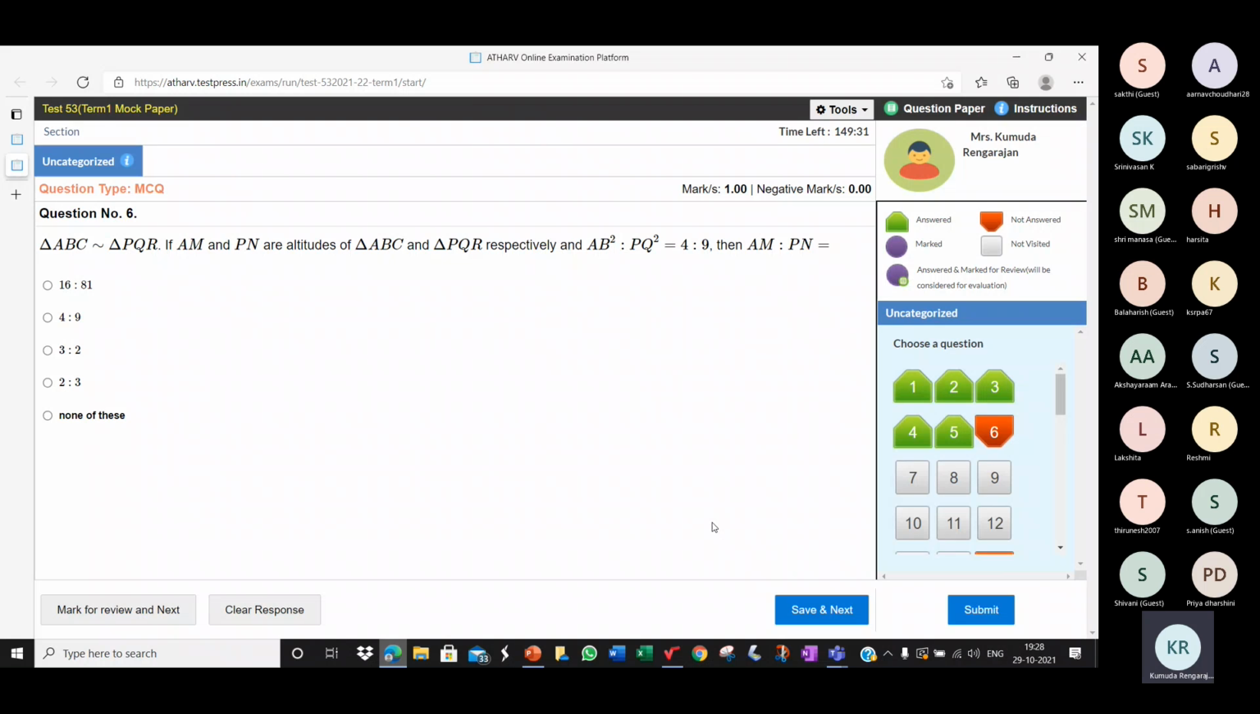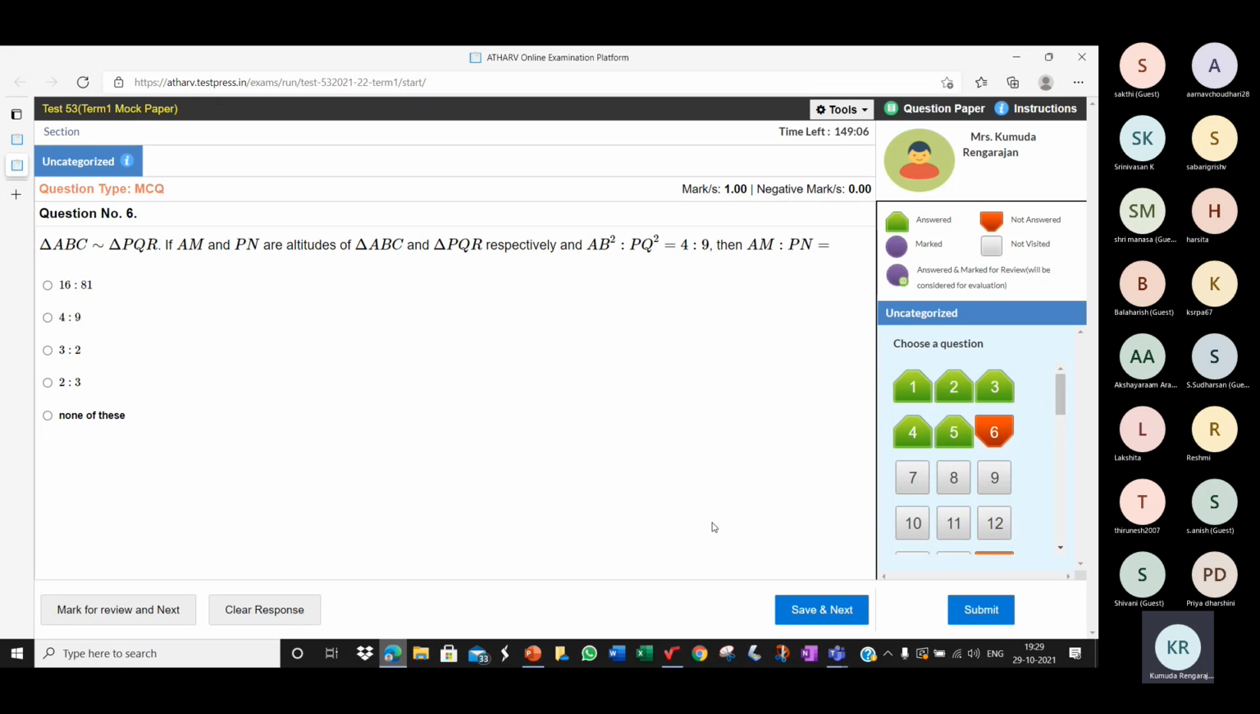What is different is the ratio of their areas. That will be the square of the earlier ratio. So if the ratio of the corresponding sides is 3 by 5, the ratio of their areas will be 9 by 25. 3 by 5 the whole square, 9 by 25.